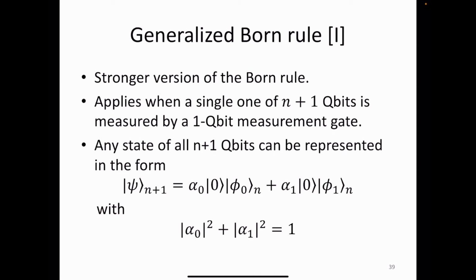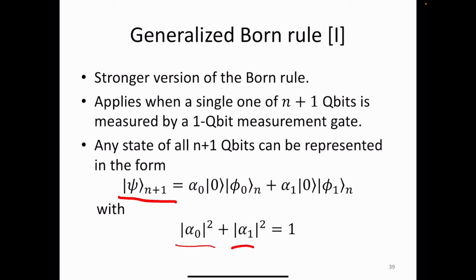So the generalized Born rule, if we now look at that, is a stronger version of the Born rule. It applies when a single one of n plus 1 qubits is measured. So before we looked at 2 qubits, now we look at n plus 1 and measure only 1 qubit. So we apply a 1 qubit measurement gate, and any state of n plus 1 qubits can be represented in the form that we see here with the probability amplitudes alpha sub 0 squared and alpha sub 1 squared, so subject to the normalization condition again.